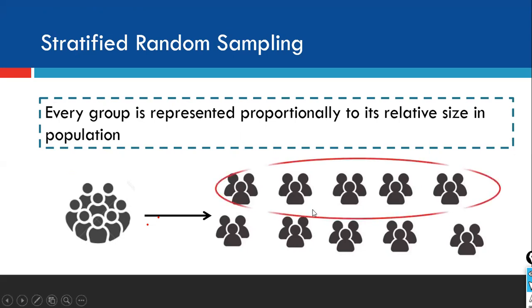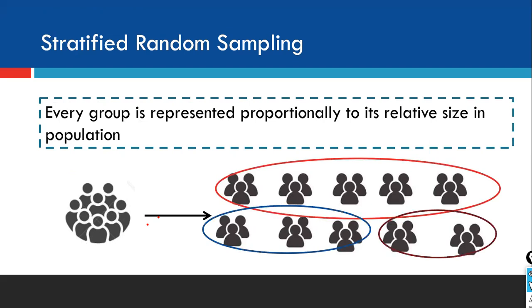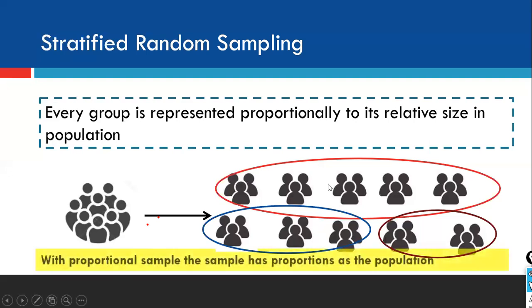Look here. In this population, three groups of people are there. Let us assume that these three groups of people buy three different brands of mobile. This group buys Samsung, this group buys Redmi mobiles, and these people buy iPhones.